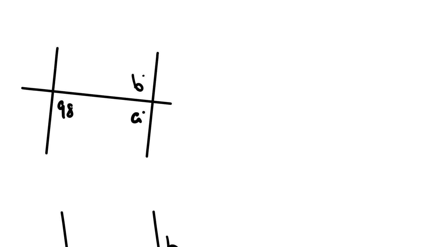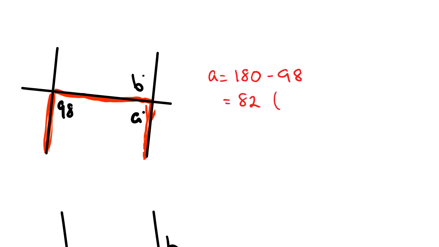Let's look at this one here. The first thing I want to do is highlight my 98. I highlight this one here. I'm going to try and focus on finding that A to begin with, so I'm going to highlight this line. If you tilt your head, you can see it makes that C shape we're talking about. So I know that A is going to be 180, take away 98, which equals 82. And my reasoning is co-interior. Now, we can try to find my B.